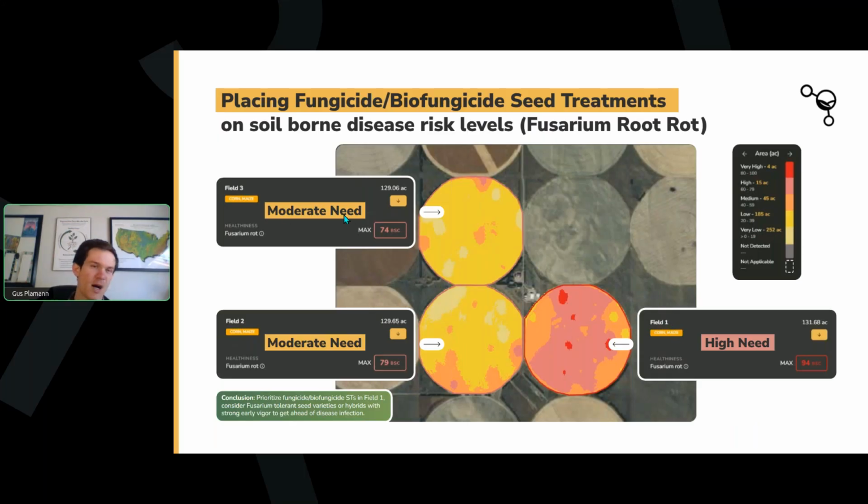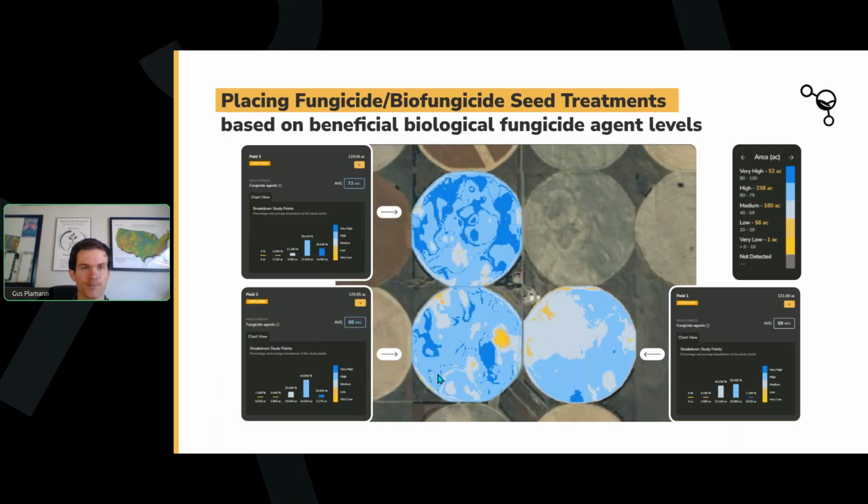Field 2 and 3, moderate need. The maximum scores are in the 70s, but generally across most of the field, fusarium risk is in the low ranges. So that's going to check the box for field 1 as far as placing fungicide or biofungicide seed treatments and fusarium tolerant seed varieties.